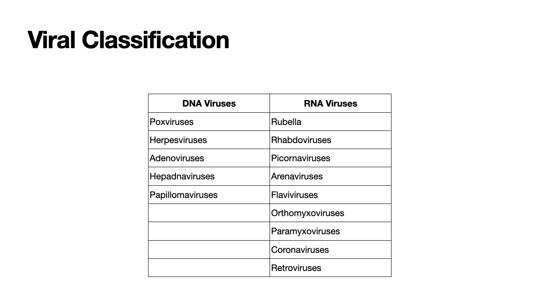Hepadna viruses cause hepatitis, and the genome is DNA. Kaya ang pangalan niya ay HEPA-DNA virus. An example of this would be hepatitis B viral infection. So hepatitis B viral infection is transmitted through blood contact or sexual contact.